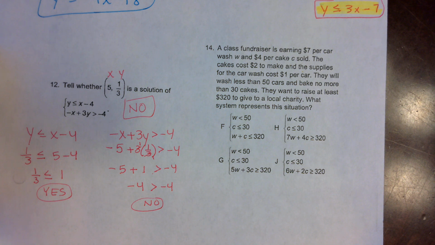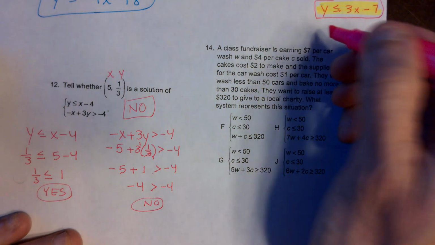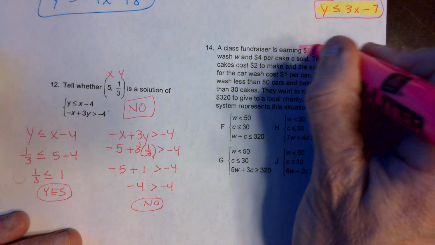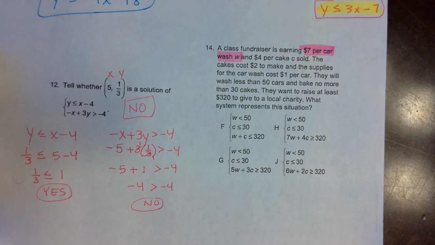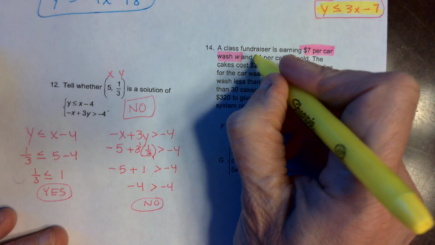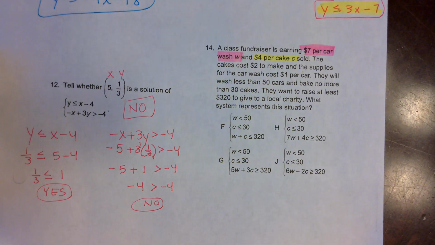Class fundraiser is earning $7 per car wash, W. So it tells you the variable. Do you see that? I'm going to use pink. So $7 for the car wash, which is W. And $4 per cake, which is C. The cakes cost $2 to make, and the supplies for the car wash cost $1 to make.